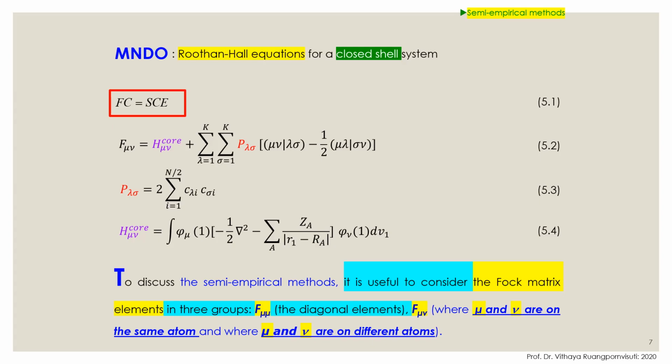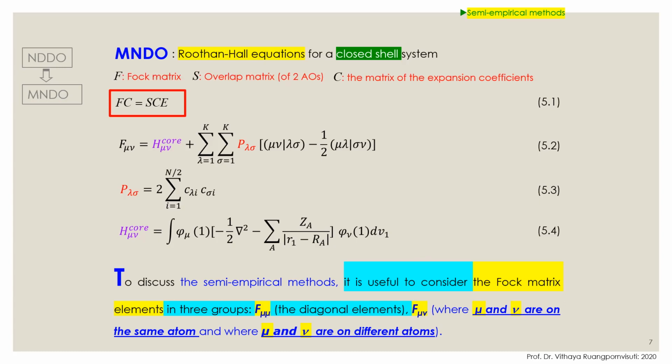The MNDO method is described by the Roothaan-Hall equations for a closed shell system. The Roothaan equation: FC equal to SCE, where F is the Fock matrix, S is the overlap matrix, C is the matrix of the expansion coefficients, and E is the energy matrix.